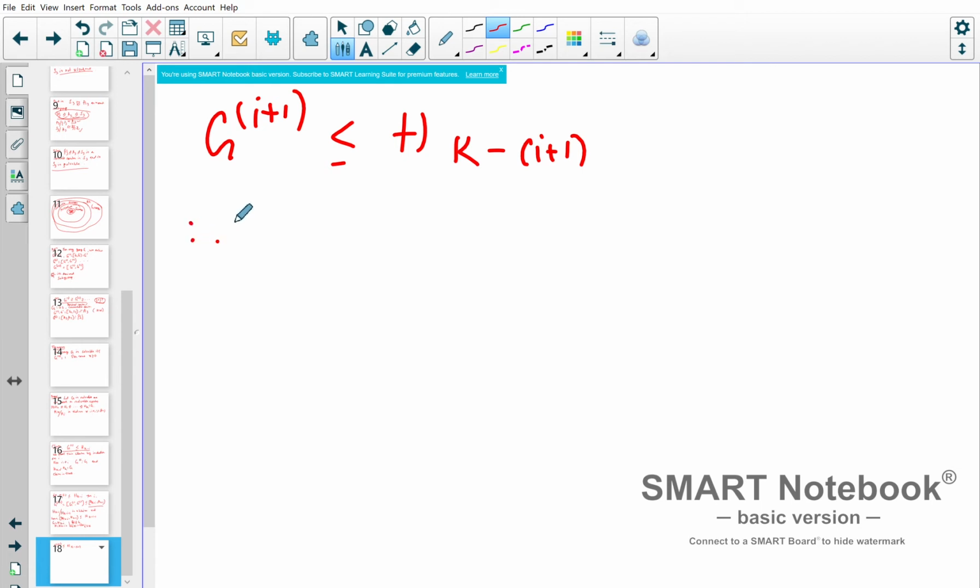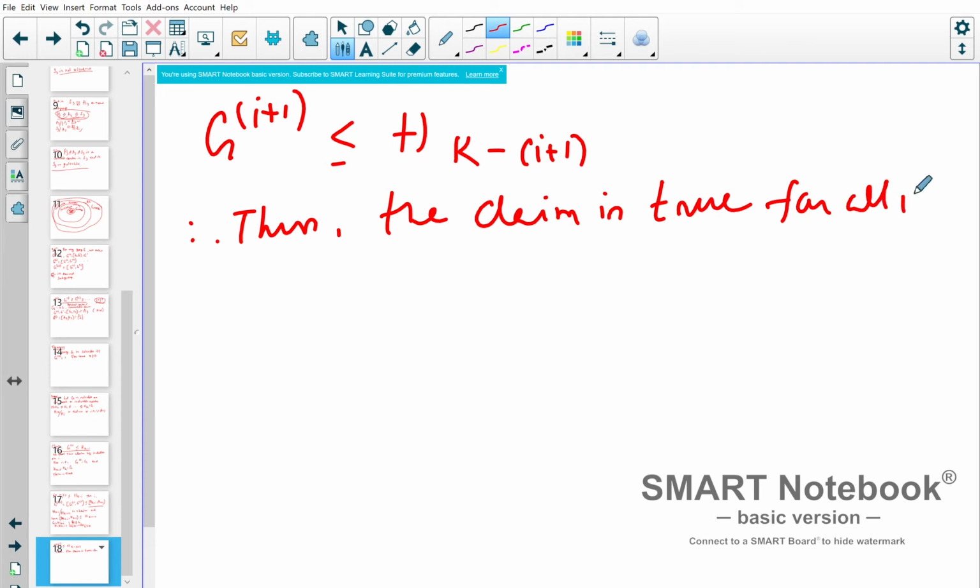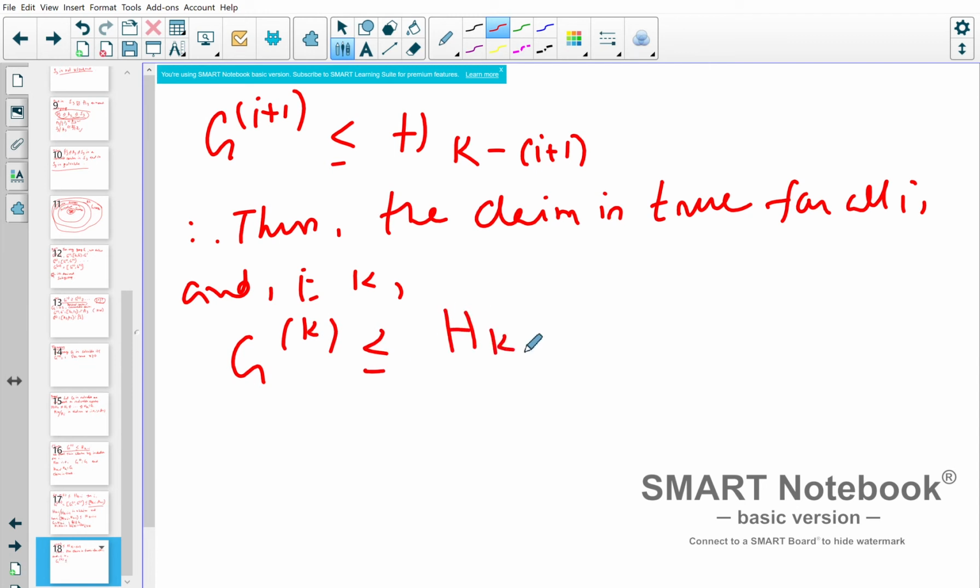Thus the claim is true for all i. In particular, when i equals k, we have G^(k) contained in H(k minus k), which is H0, and we know that H0 equals identity. That means G^(k) is actually identity.